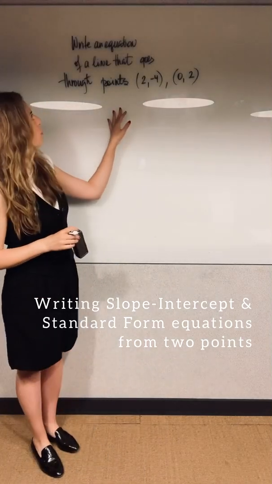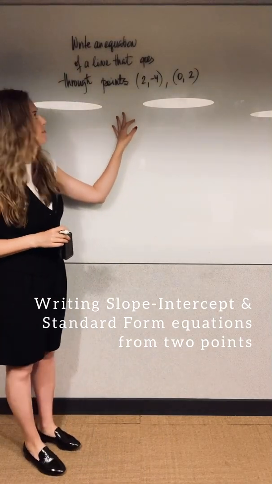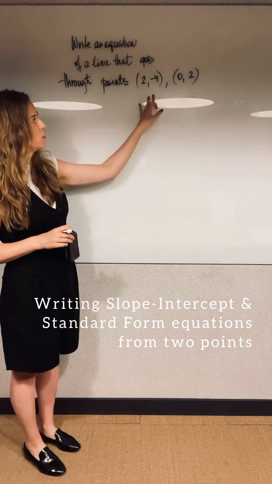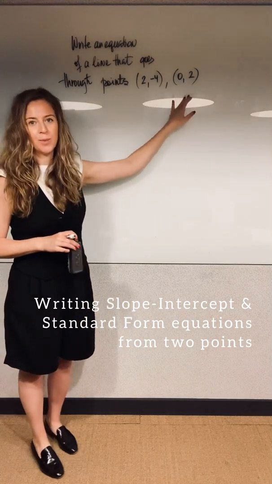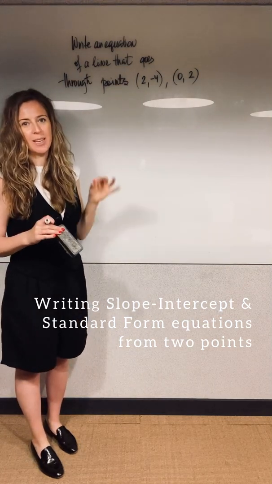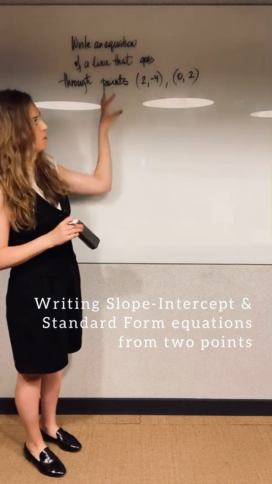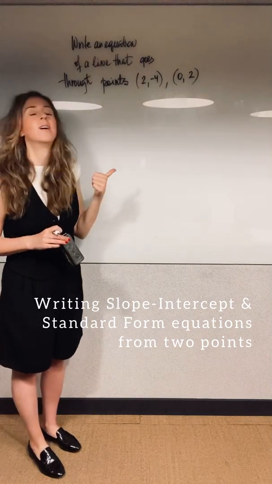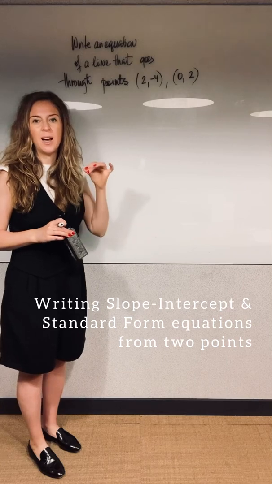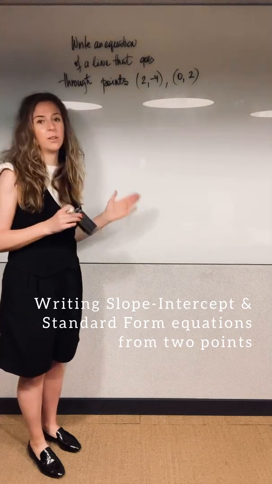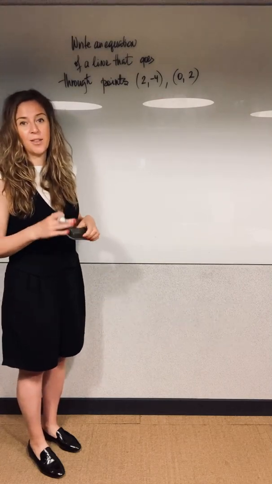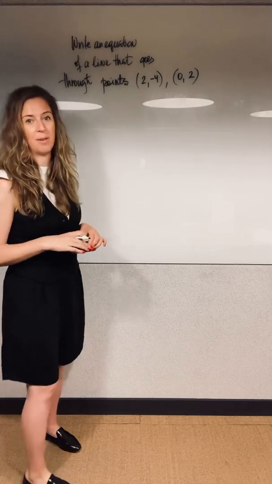So here we have a problem. Write an equation of a line that goes through points (2, -4) and (0, 2). Typical question in linear equations. And if you know how to do this, it will be easy for you to write other equations, parallel, perpendicular. Anyways, the strategy is the same everywhere.